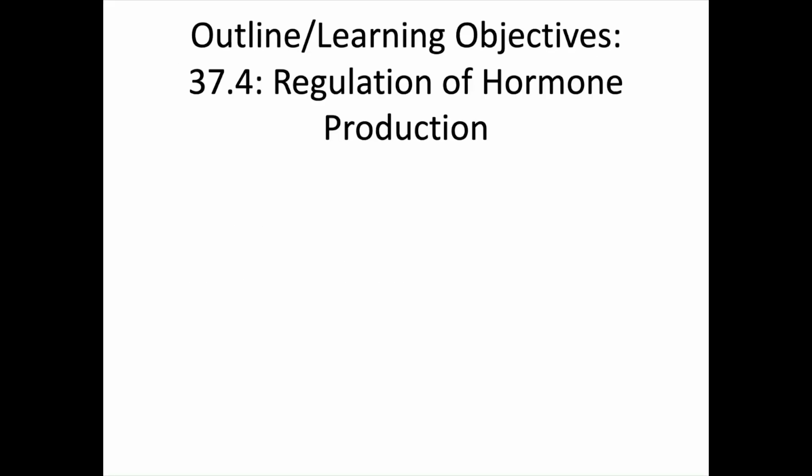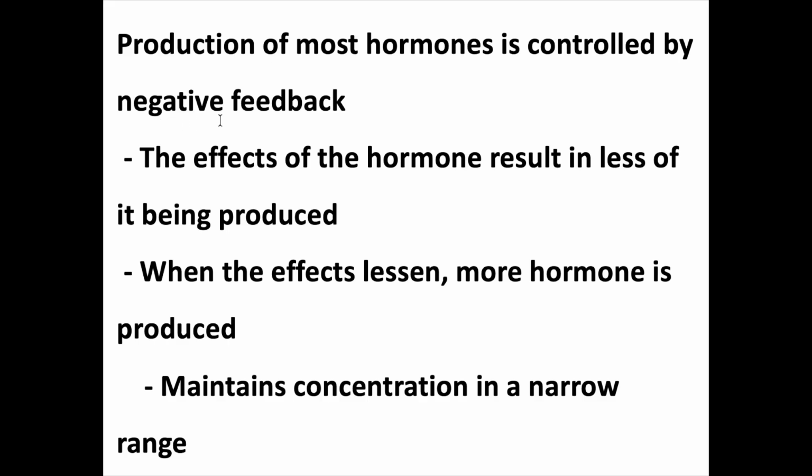Now, in general, the production of hormones is typically regulated. This is about regulation of hormone production. Hormone production is often regulated by something called negative feedback. Ooh, there's a lot of text on this slide, but let's go through this. Negative feedback simply refers to a process in which something shuts itself off. The effects of the hormone result in less of it being produced.